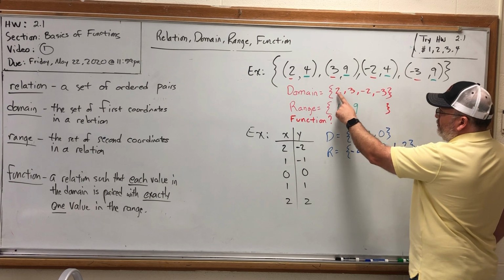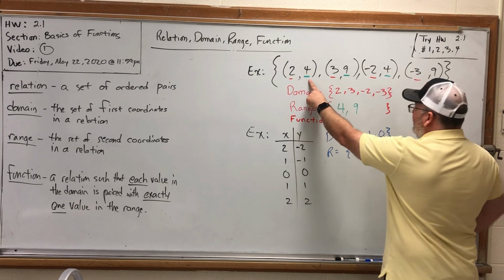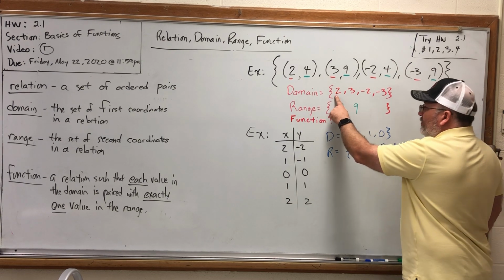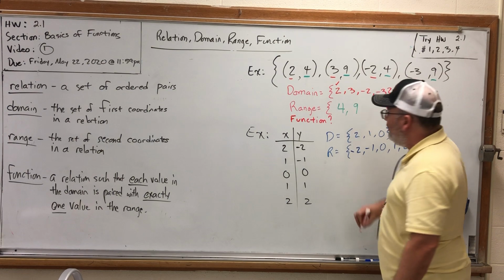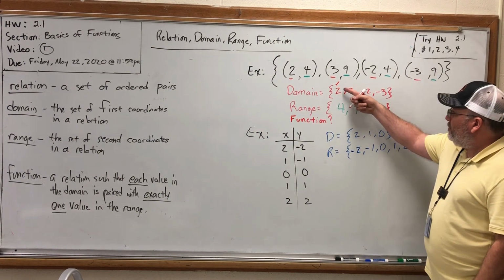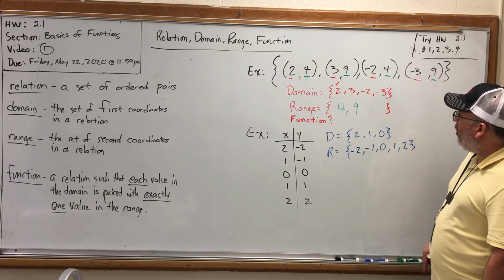Well, let's find all the pairs with the 2 in front. 1. That's it. This 2 is paired with only one value, that one. So he satisfies the criteria for being a function. This domain value is paired with exactly one range value. And then we do the same thing for all of them.